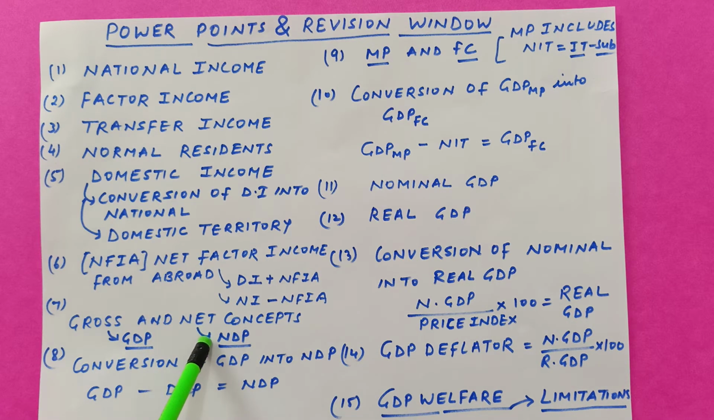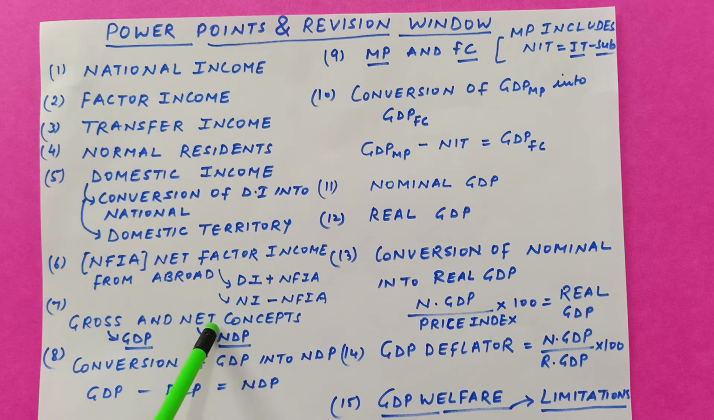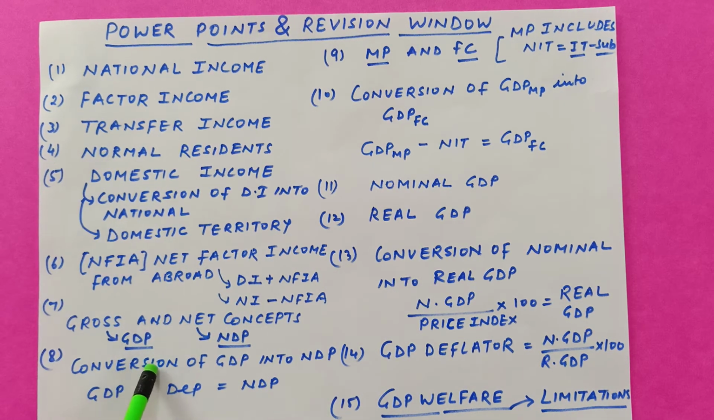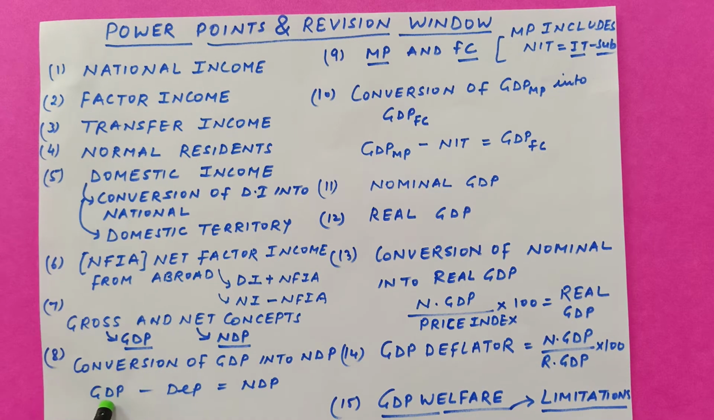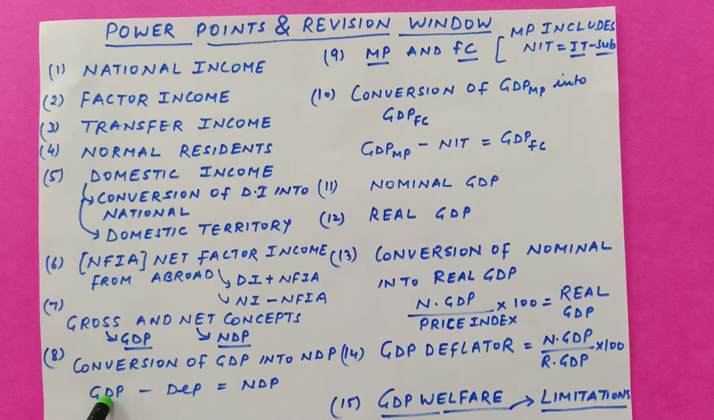Come to NDP, net domestic product. It is the market value of all final goods and services produced within the domestic territory of a country during an accounting year, exclusive of depreciation. Now come to conversion of GDP into NDP. GDP minus depreciation, we will get net domestic product. If we want to calculate net domestic product, we have to deduct depreciation from GDP.